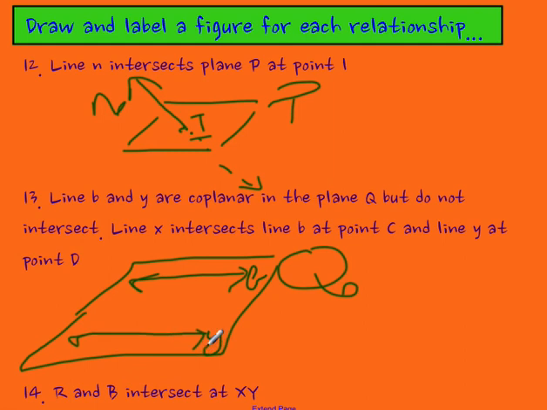Line X intersects B at point C, so it's going to intersect both of them. So here's my line X. It's going to intersect B at point C. So the point where they cross, I'm going to label C. It's going to cross line Y at point D. So I'm going to go ahead and label that point D.